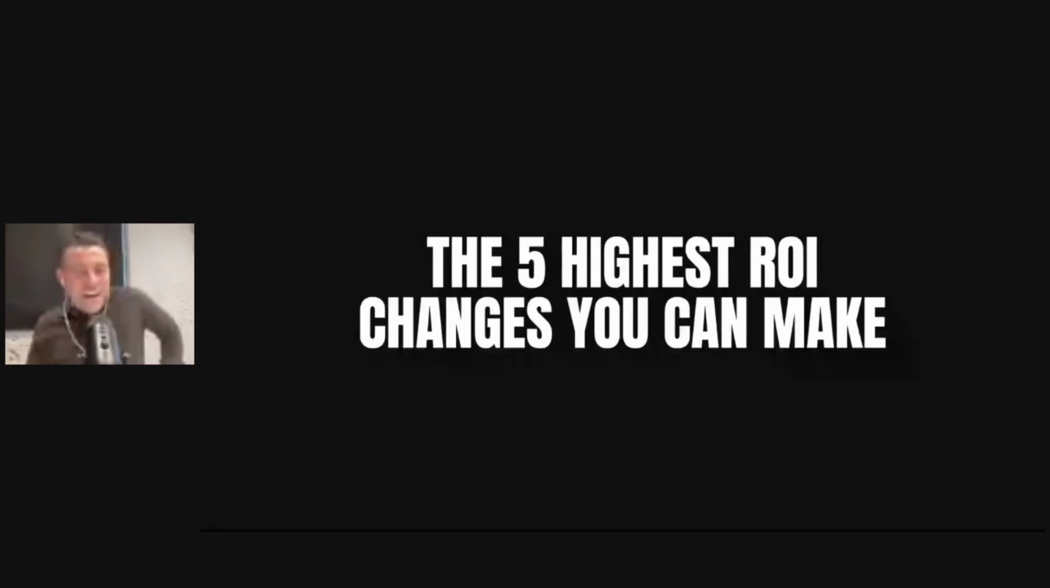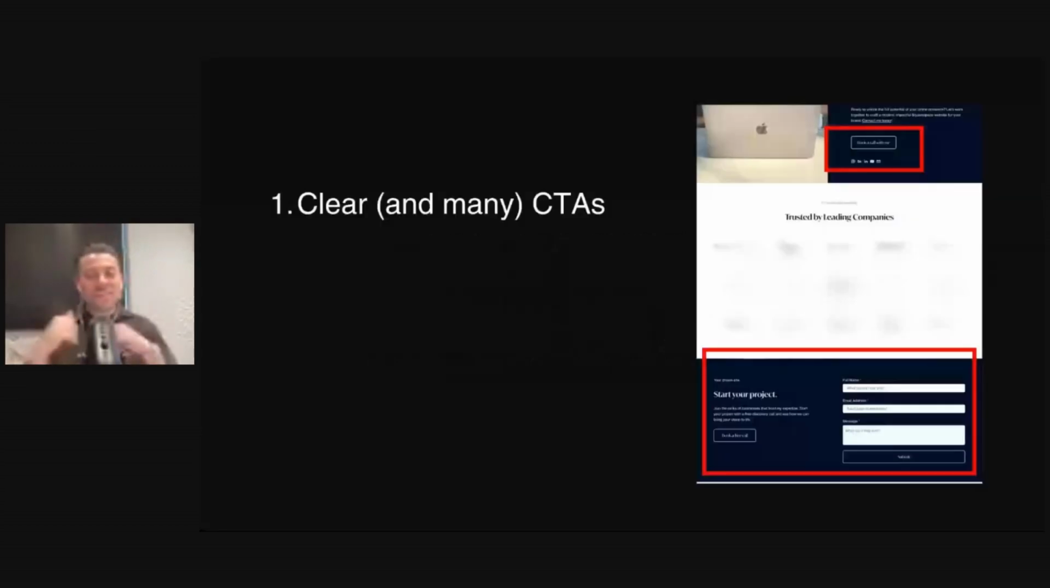So the 5 highest ROI changes you can make, and I'm going to check the chat after every slide to make sure we're progressing. So number 1 is clear and many CTAs. Now let me check. Can we all see this? Okay, great. So clear and many CTAs. The issue that people will run into without realizing is their CTAs, their calls to action, are really weak. So how many of you guys have learn more or get started as a CTA?